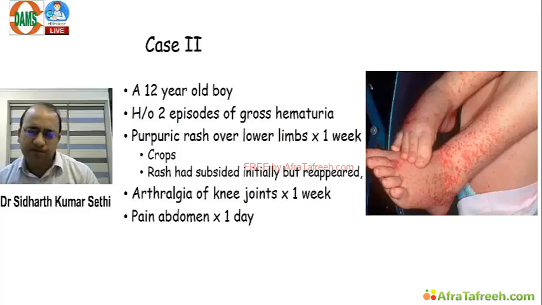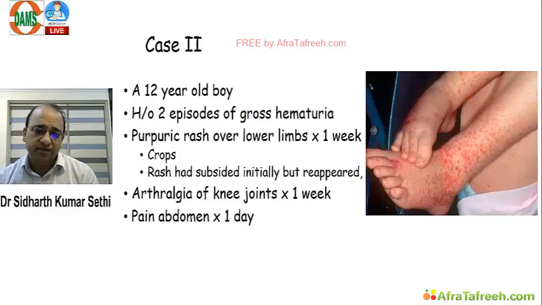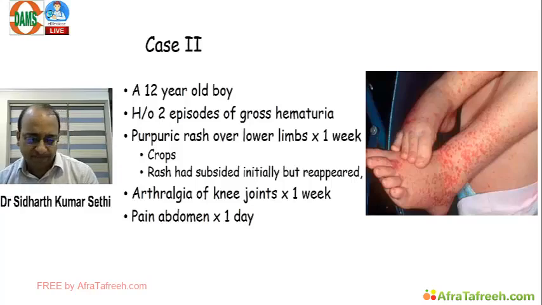He has crops of palpable purpura over the lower limbs. They come and go, they come in crops. These are palpable purpura. This boy has joint pains and pain abdomen. So diagnosis please first, and then I'll take you to the lab investigations.